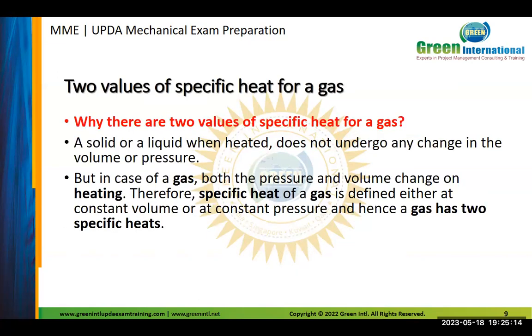Two values of specific heat for gas. Yes, we have two values for gas and only one value for water or solid. Why? Because for gas, we have a relation between the pressure and volume. But for liquid or solid, there is no relation like that. The effect of pressure does not change the volume.